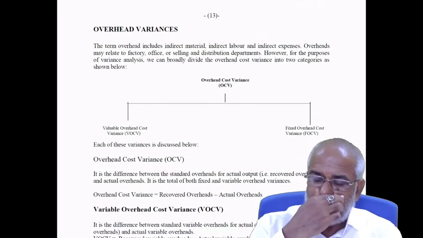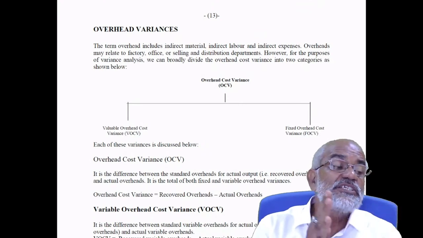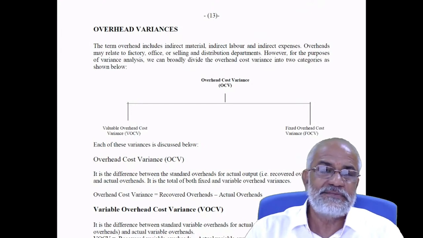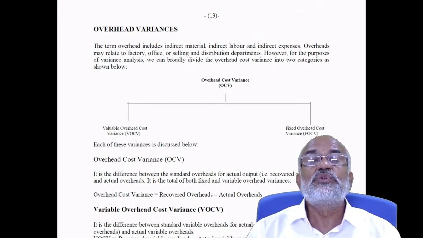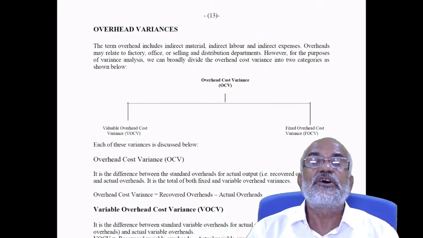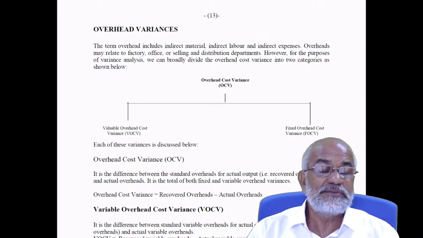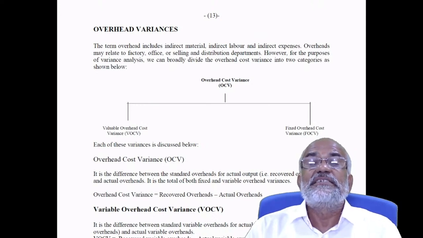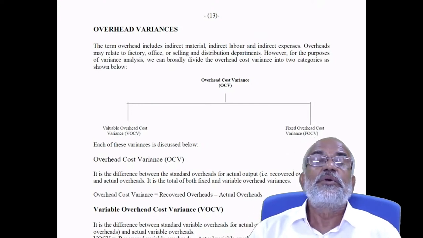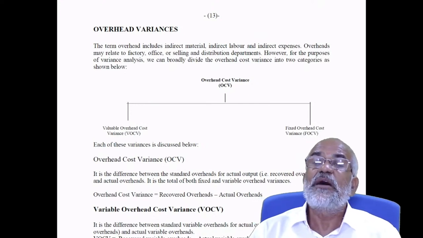Overhead variance. The next component, after the direct material and the direct labor are over, is overhead variance. Overhead means indirect expenses. The term overhead includes indirect materials, indirect labor, and indirect expenses. There are three components of indirect expense or overheads. Overheads may relate to factory, office, or selling and distribution departments.